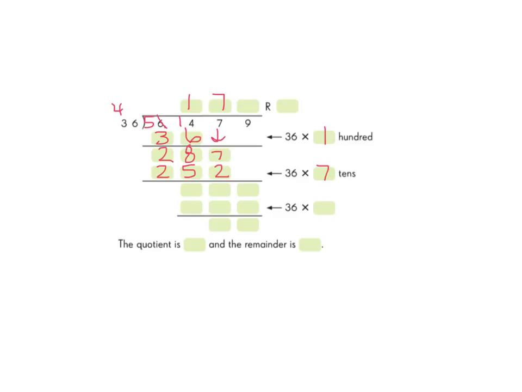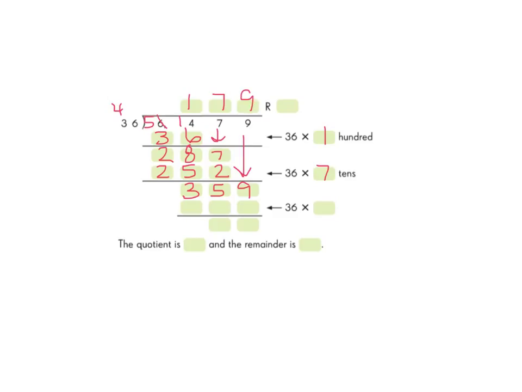All right, let's subtract so we can begin working with our ones column. 7 minus 2 is 5. 8 minus 5 is 3. And then we bring down our 9 so that we can begin working with our 359 ones. How many times do we think 36 will go into 359? Well, 36 times 10 would be 360, correct? So our answer must be 9.